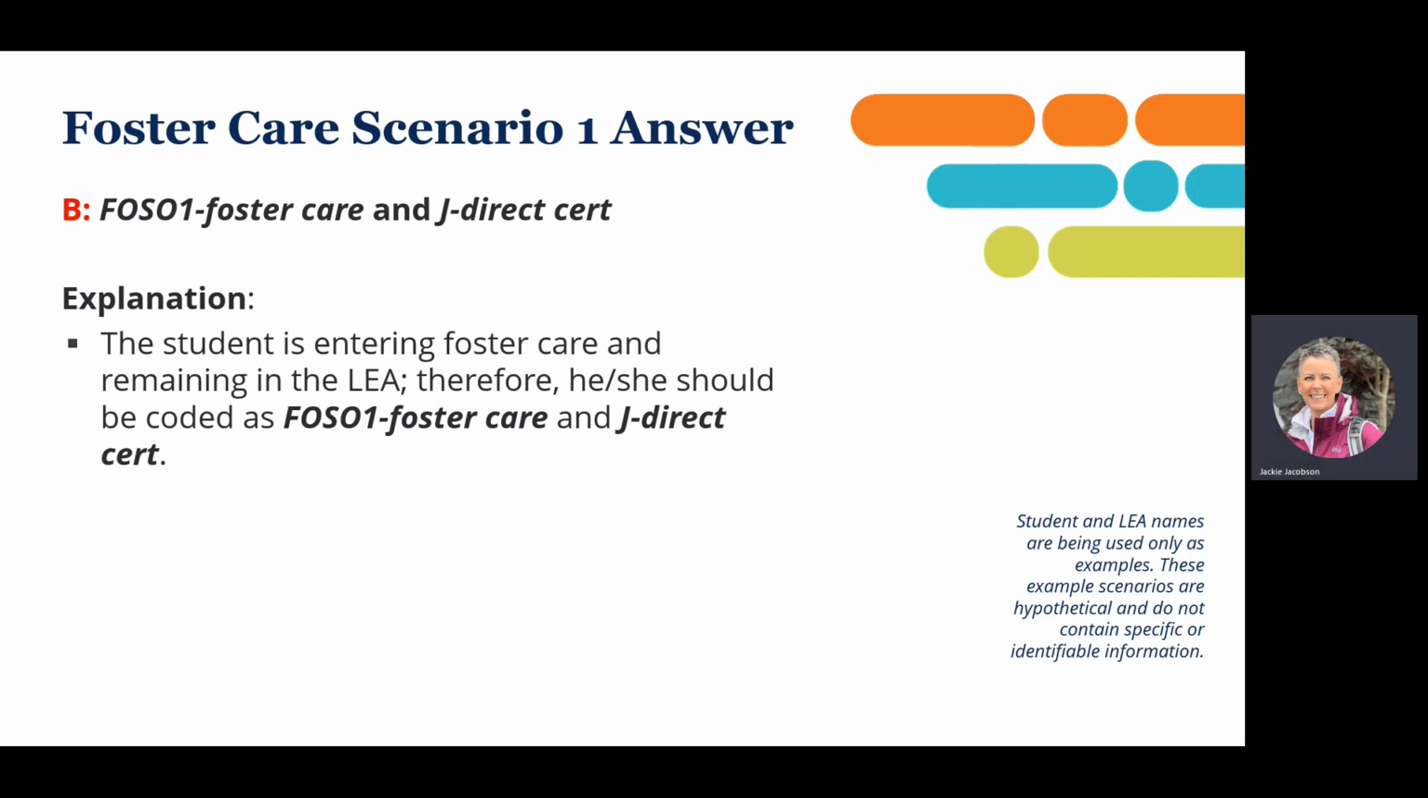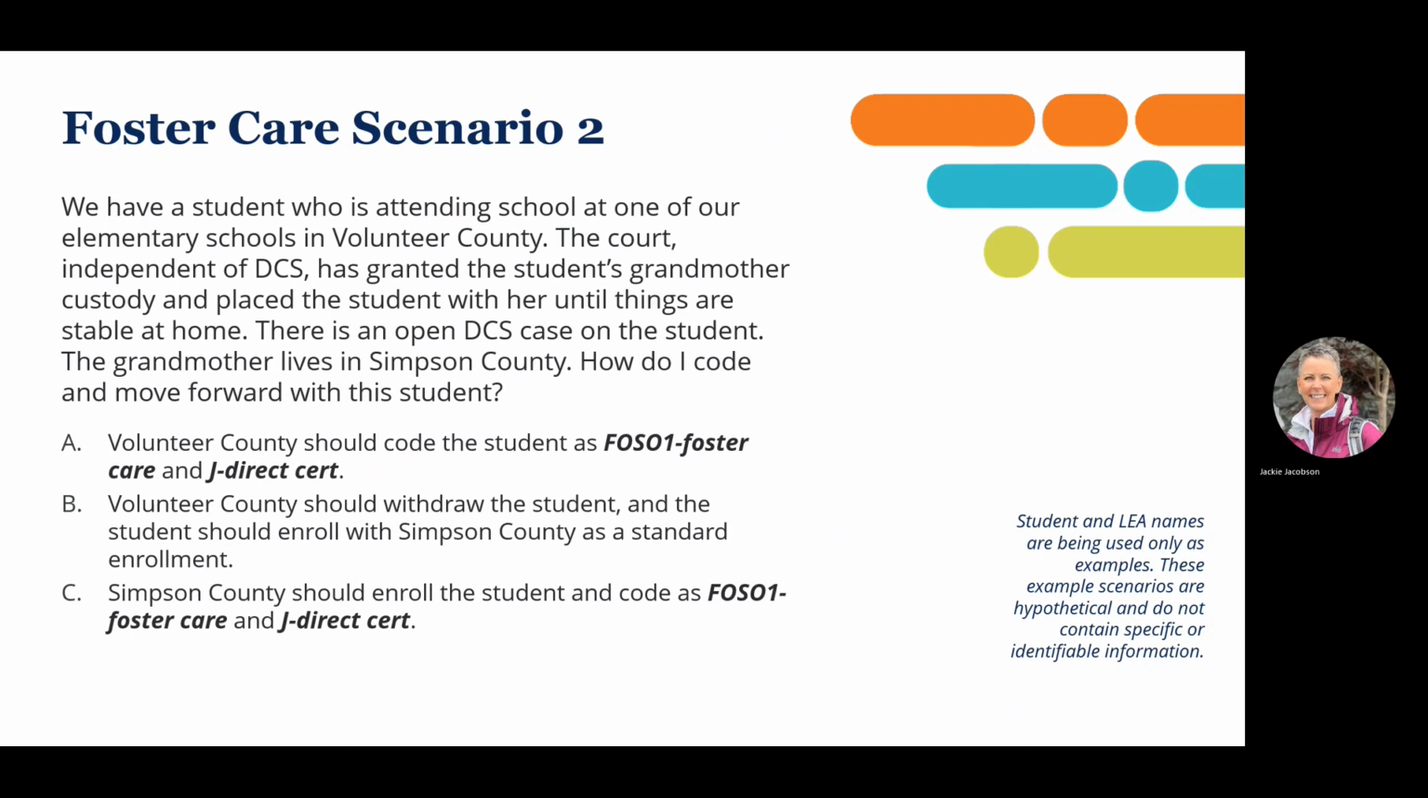Let's do another one. Here we have a student who is attending school at one of our elementary schools in Volunteer County. The court, independent of DCS, has granted the student's grandmother custody and placed the student with her until things are more stable at home. There is an open DCS case on the student. The grandmother lives in Simpson County. How do you code and move forward with this student?